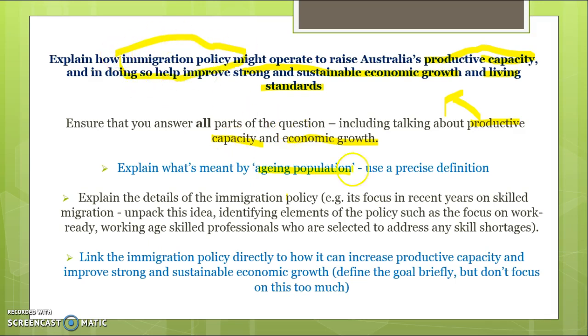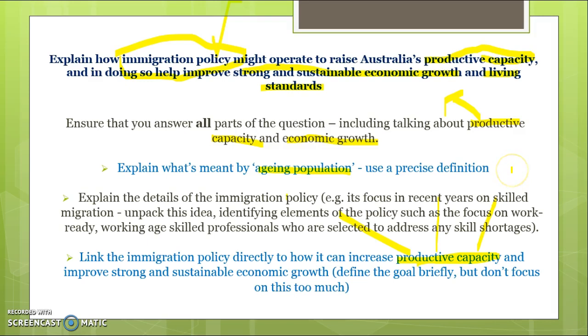Within that, you want to focus on the fact that most of our immigration has been skilled migration, focused on young people to work in areas where we have specific skill shortages, and around 68% of that is skilled migration. So define the goal of strong and sustainable growth, explain what our current immigration policy is, and then start linking it to productive capacity and strong and sustainable economic growth. Define the goals briefly, and then link. When you're talking about productive capacity, you can focus on alleviating skill shortages and giving us access to better skilled labour, and that allows us to produce a greater volume of goods and services because they bring innovative ideas for production.